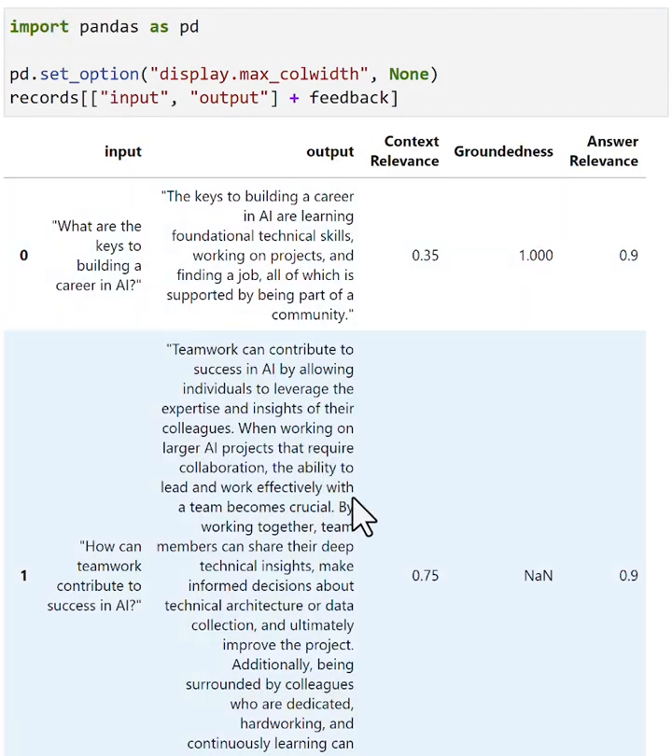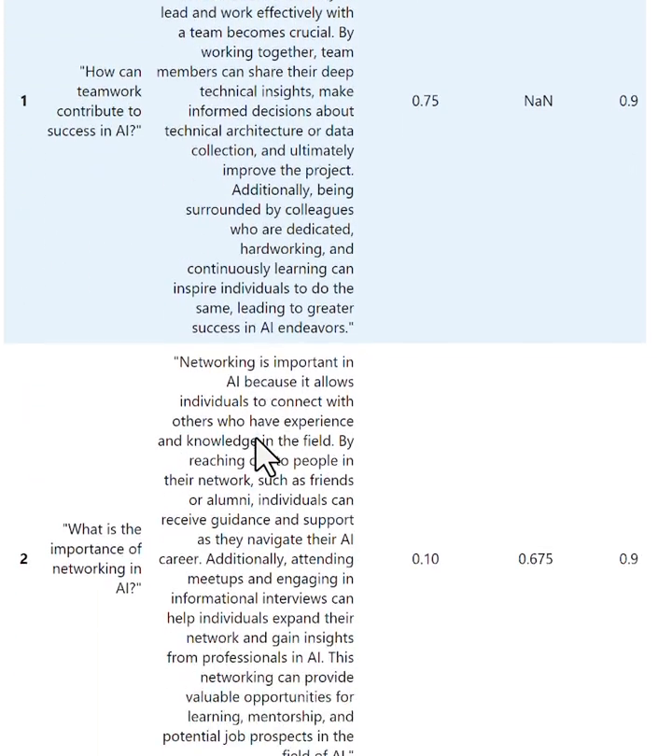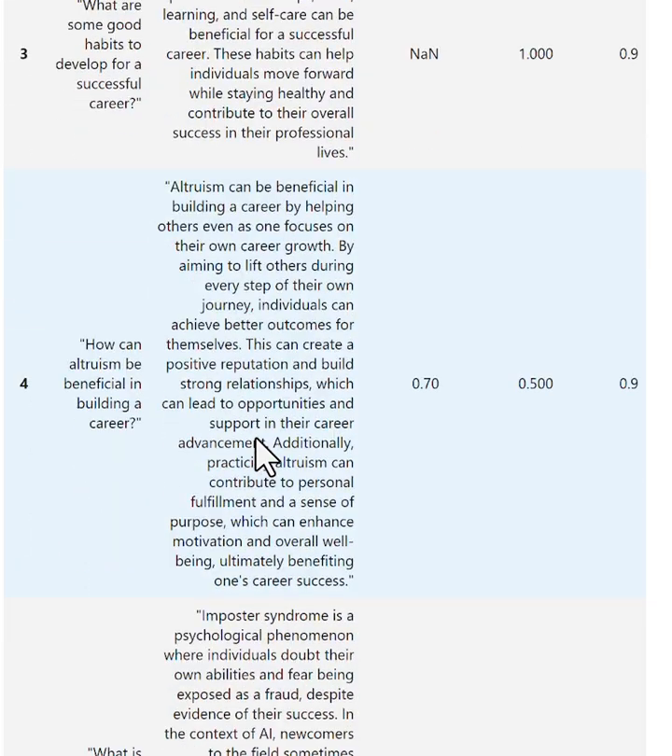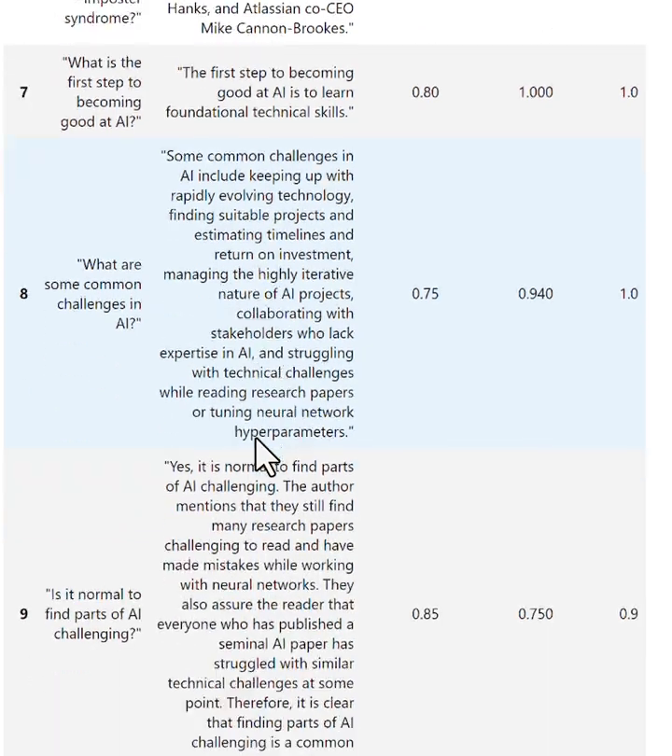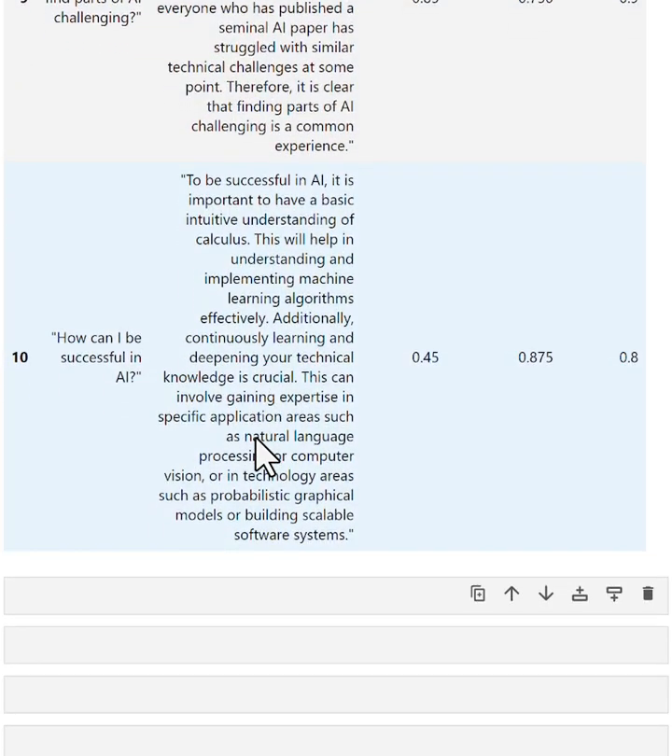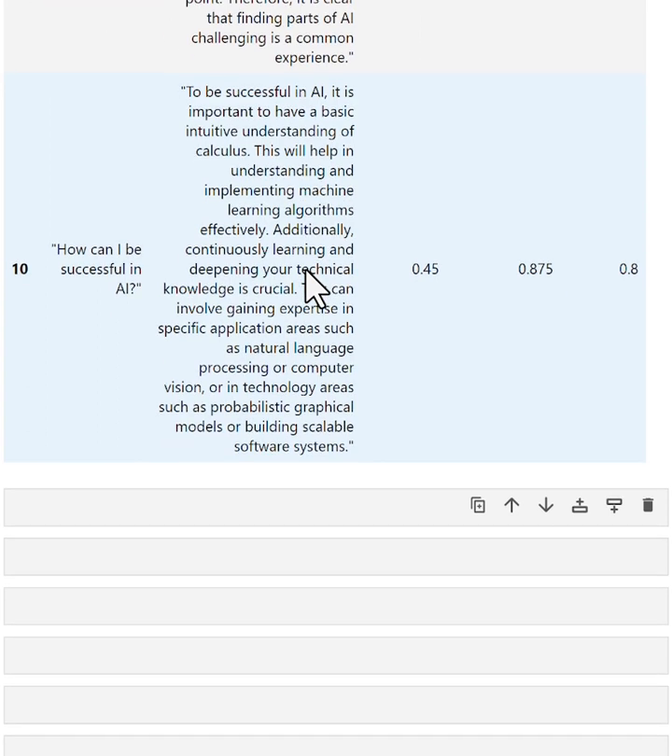With this code snippet, you can see that for each input, prompt, or question, we see the output and the respective scores for context relevance, groundedness, and answer relevance. And this is run for each and every entry in the list of questions in evaluations_questions.txt. And you can see here the last question, how can I be successful in AI, was the question that I manually appended to that list at the end.